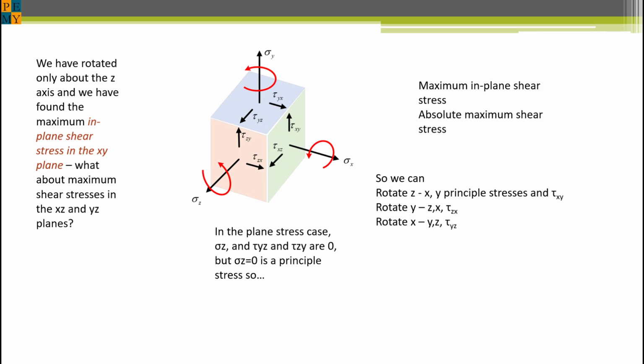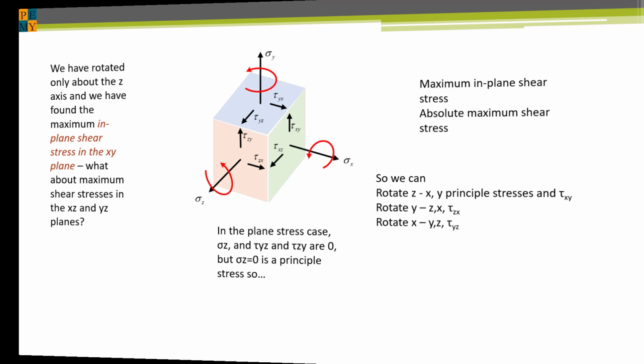So far, we've always rotated about the z-axis to obtain the 2D Mohr circle for the in-plane xy stress state. By doing so, we have found the maximum shear stress in the xy plane, but this may not be the absolute maximum shear stress. To find out if the absolute maximum shear stress exceeds the in-plane stress state, we must rotate about the other 2 axes as shown.